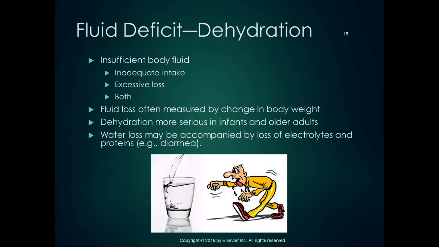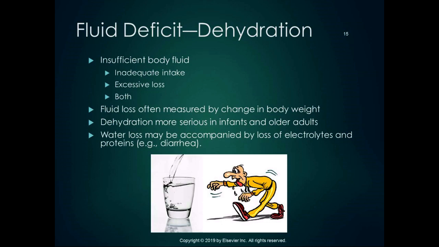So the opposite of edema, that's fluid excess, is fluid deficit, which is dehydration. And dehydration is insufficient body fluid due to either inadequate intake, excessive loss of fluid, or a combination of the two. Just like edema is often measured by change in body weight, fluid loss is the other side of the coin, and it's often measured by a change in body weight. Dehydration is more serious in infants and older adults because they have less fluid reserve. We talked about that in an earlier slide.